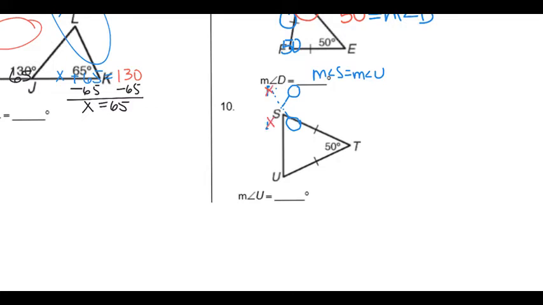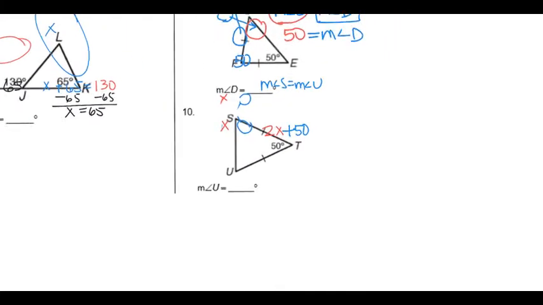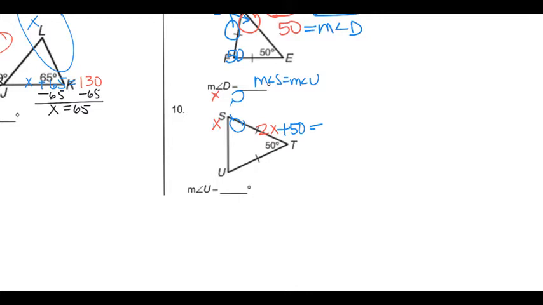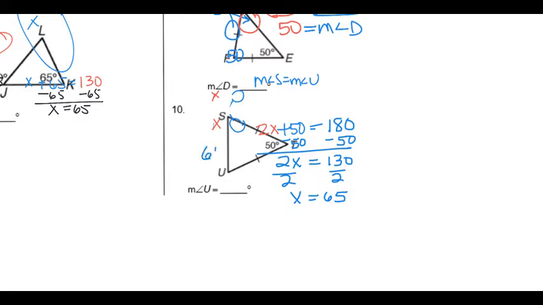I don't know them. I know I have 2 x's, so 2x plus the 50 that I know should add up to be 180. Okay, so now I can subtract 50 from both sides. We'll end up with 2x equals 130. If we divide by 2 on both sides, then we end up with x equals 65. That means that the measurement of angle U, which is one of the x's, is 65. Okay, that concludes page 1.